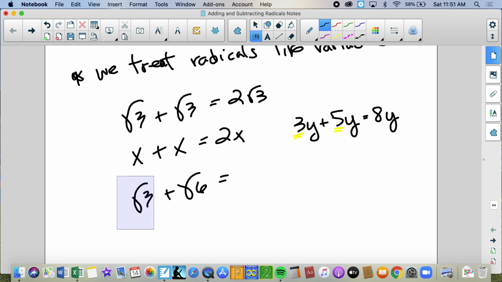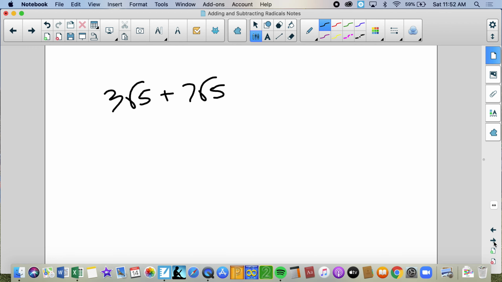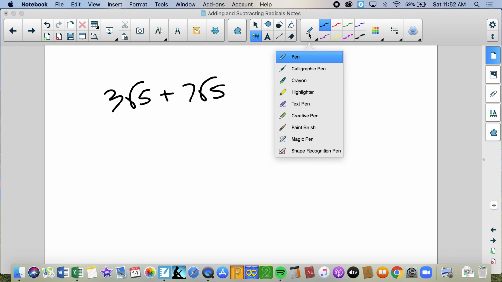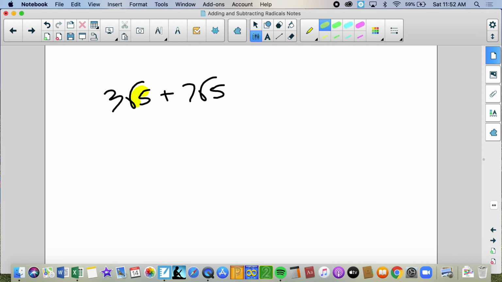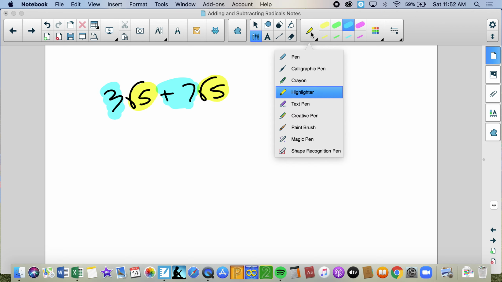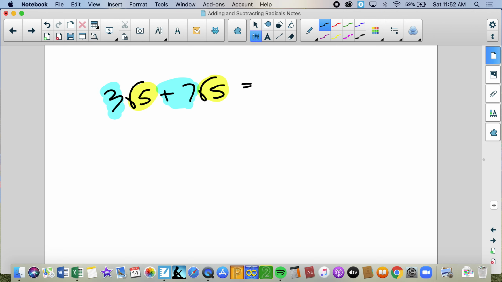If we had something, let's do this first. If we have 3 rad 5 plus 7 rad 5, we see that the radicals are the same. So we're going to look at their coefficients. Coefficients of both those radicals are 3 and 7. So if we combined 3 and 7, that makes 10 rad 5.